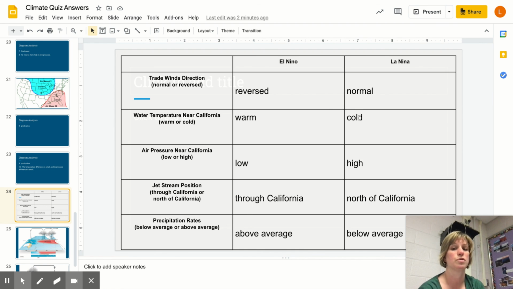Now let's go over to La Nina. Colder water than normal means sinking cold air above it, high pressure. Does this high pressure have the force to move the jet stream north of California? The answer to that is yes. And when the jet stream is stuck somewhere else and not coming through California, you get below average precipitation.